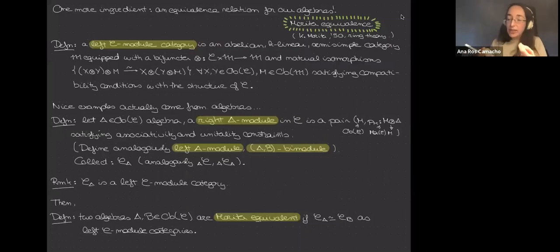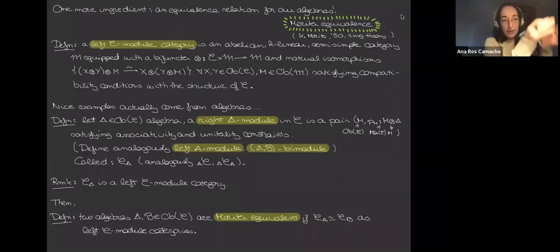Whenever you find a certain algebra object in your category, when can you say that two different algebras are the same? Can you find a way of putting them all together in some equivalence class? And we do this by something called Morita equivalence.